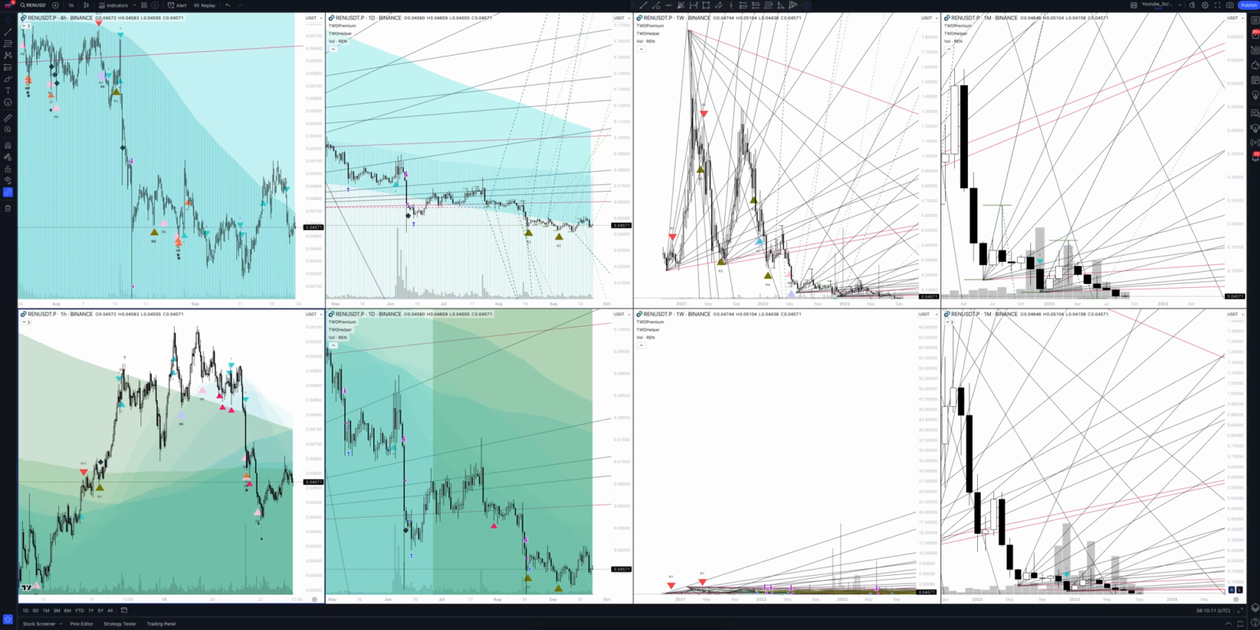Today we will take a look at REN cryptocurrency. Let's analyze the market situation and find out how you can make money on it. Let's start.